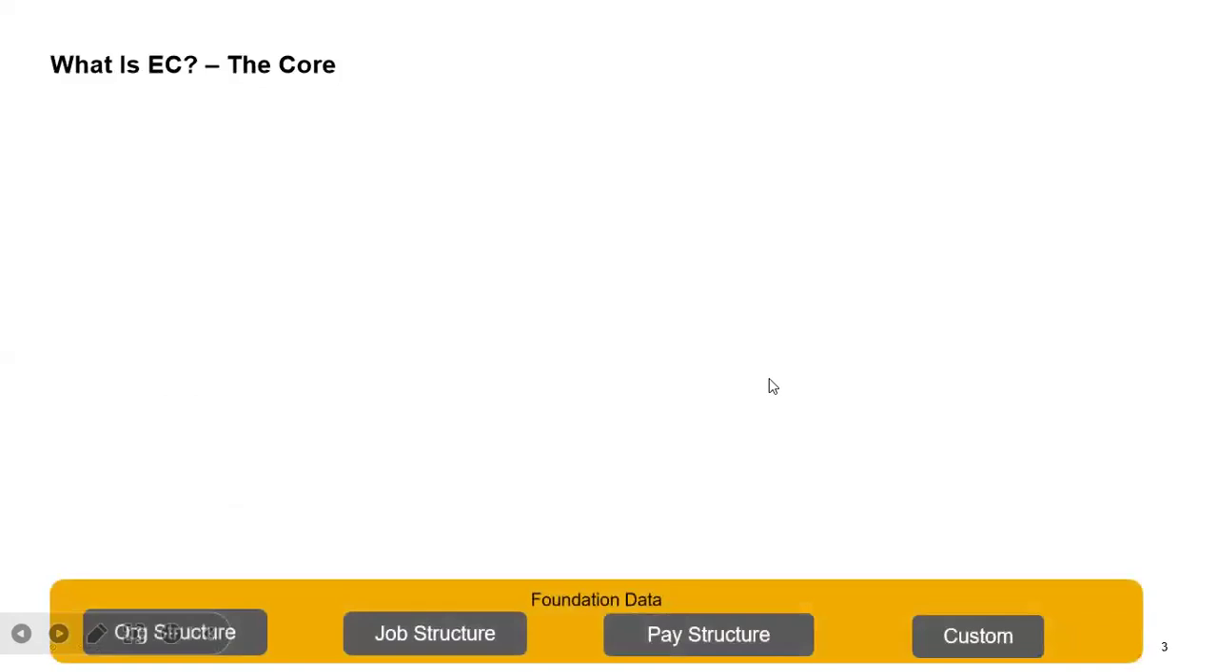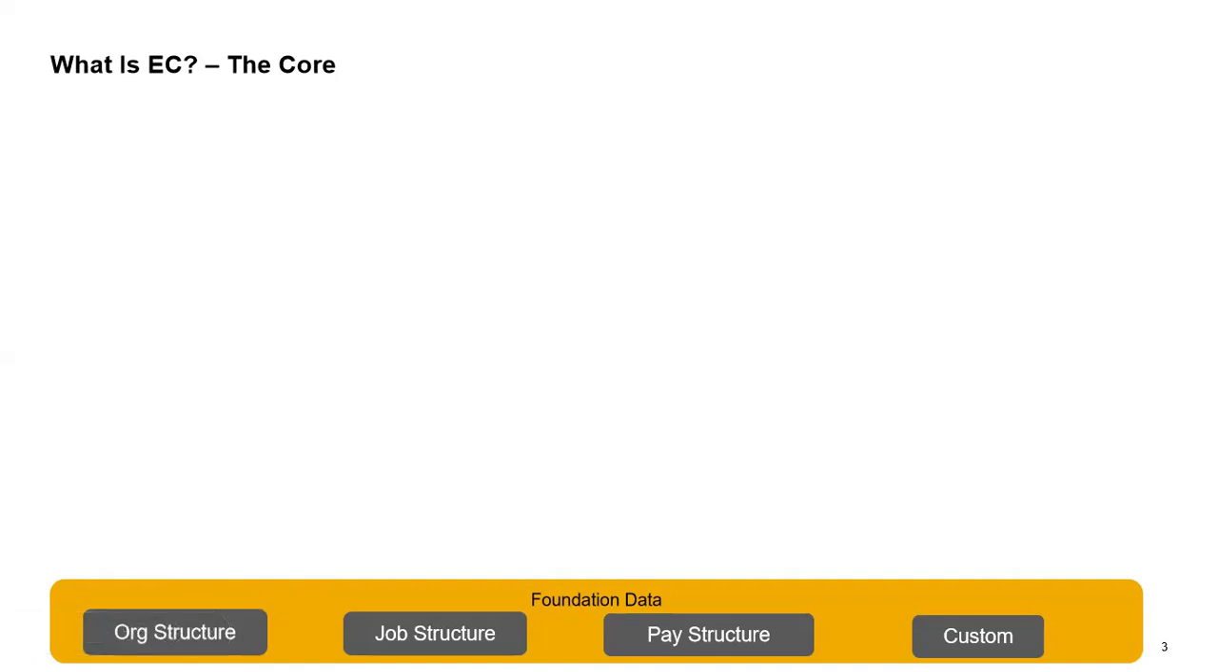So you can see here that is the foundation data. Has anyone from your side worked on the company structure from SAP HCM? Anybody worked on that? Okay, no problem. So foundation data is basically the org structure.